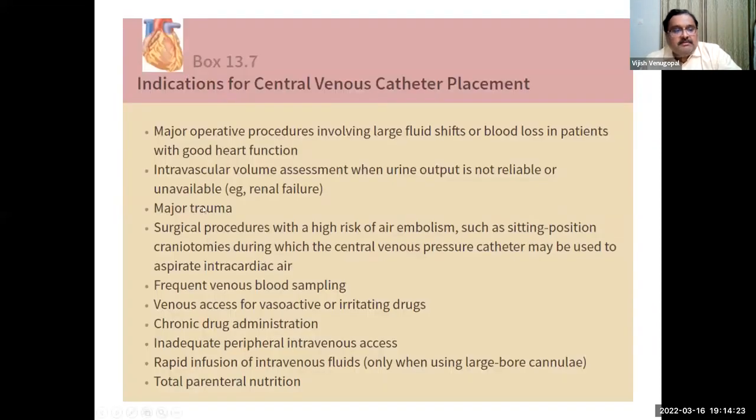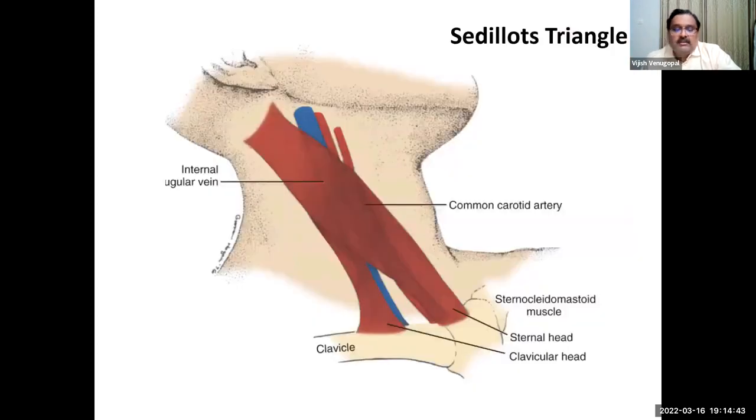So the indications are major operative procedures involving large fluid shifts, major trauma, surgical procedures with high risk of air embolism so that you can aspirate the intracardiac air, frequent venous blood sampling if required, chronic drug administration, inadequate peripheral intravenous access, and total parenteral nutrition are some of the indications for placing a central venous catheter. The most common site that we all use is the internal jugular vein, and it is the Sedillot's triangle, which is the landmark for putting in a central venous line into the IJV.